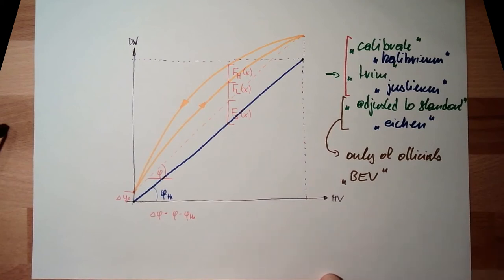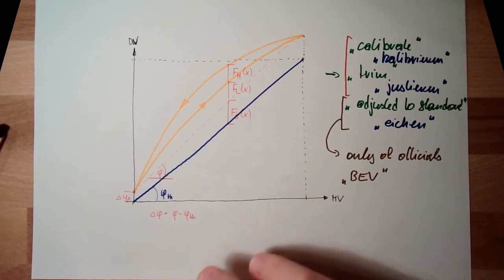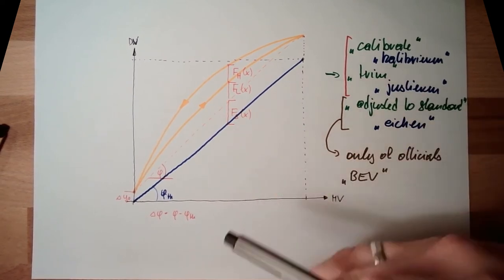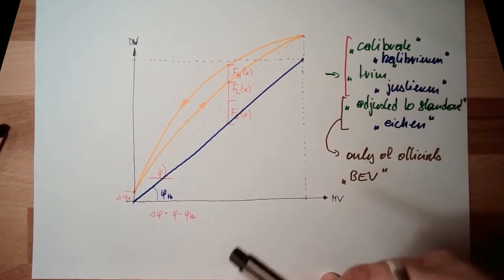They have their own procedures there, they have their own equipment, and then they guarantee an accuracy of this measuring device. And if the accuracy is good enough, it can be used to charge.